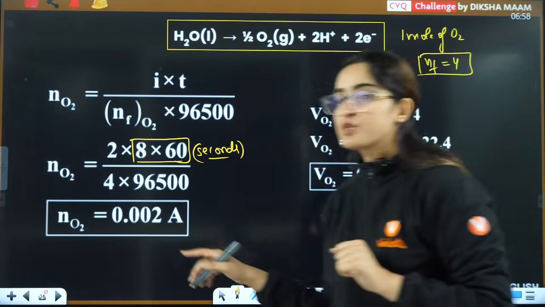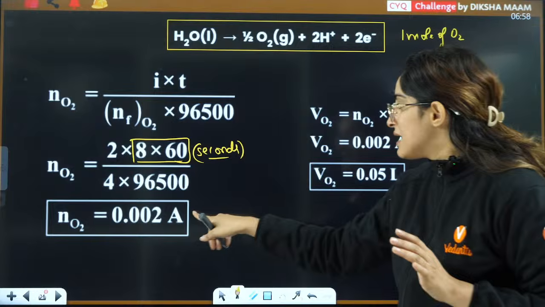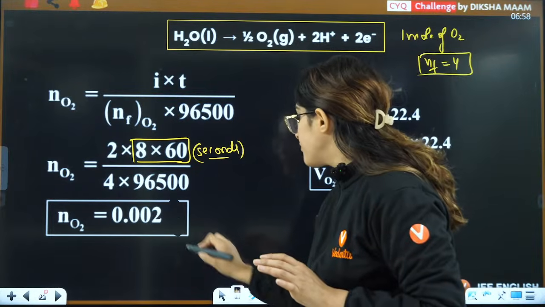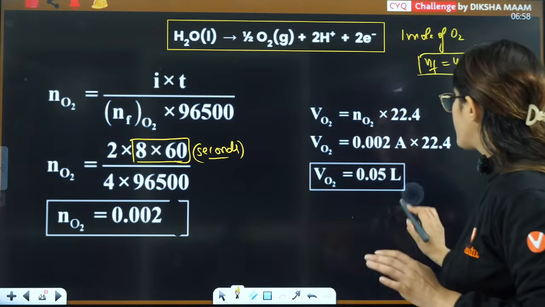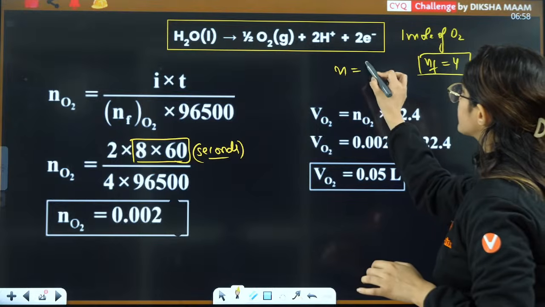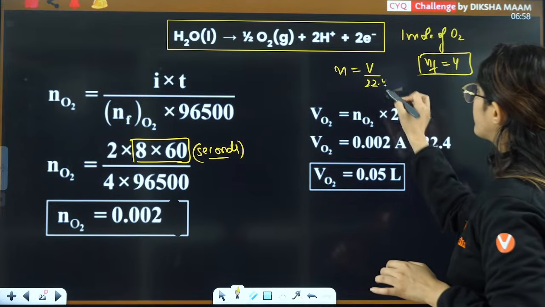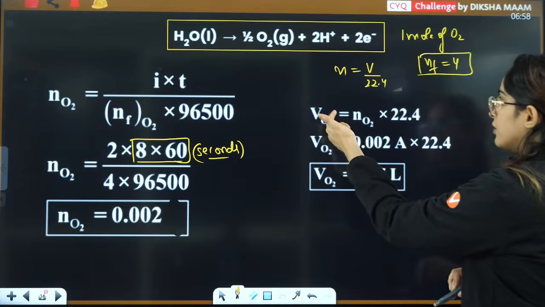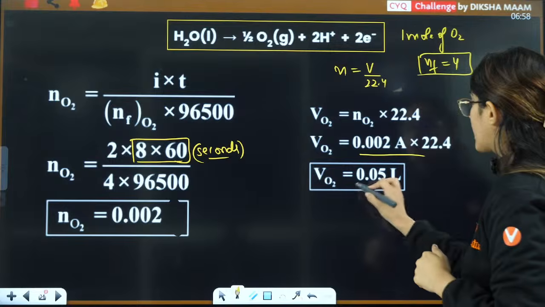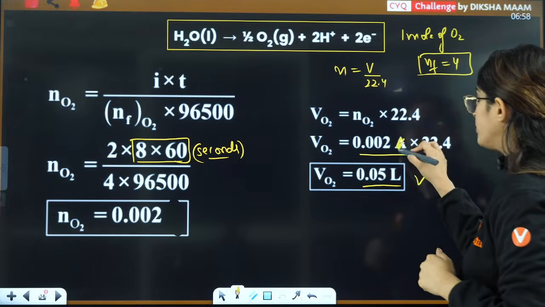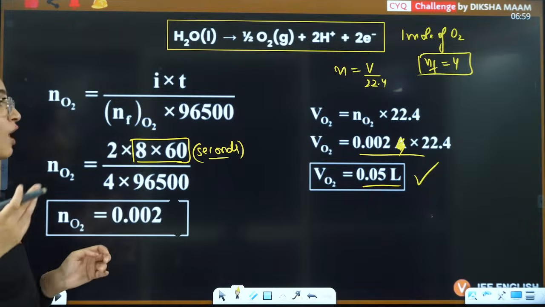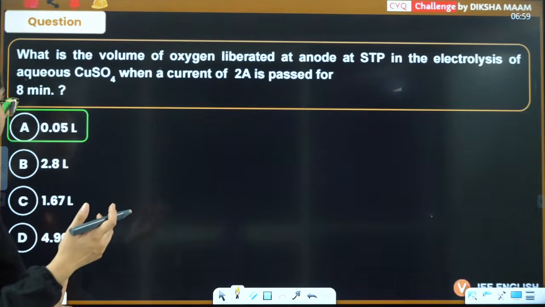You put all the values, you will get the number of moles of O2. Once we have the number of moles of O2, we know that number of moles is equal to volume by 22.4. So volume you will calculate, number of moles multiplied by 22.4, you will get your answer of volume here. Okay, yes, that is your first law of Faraday.